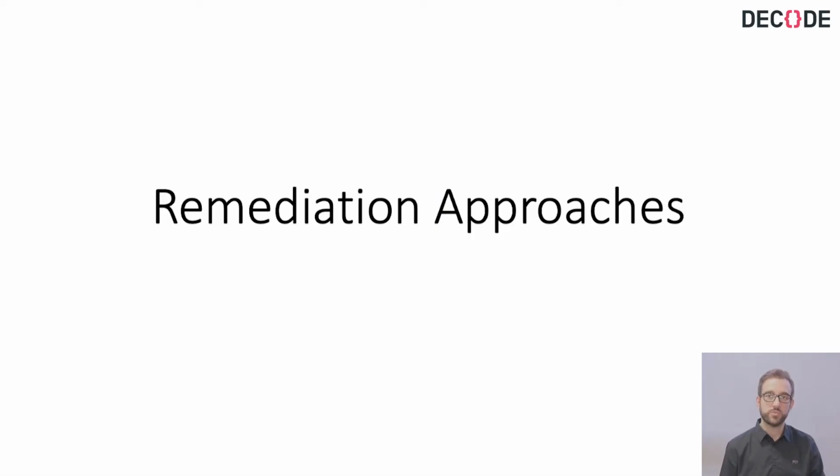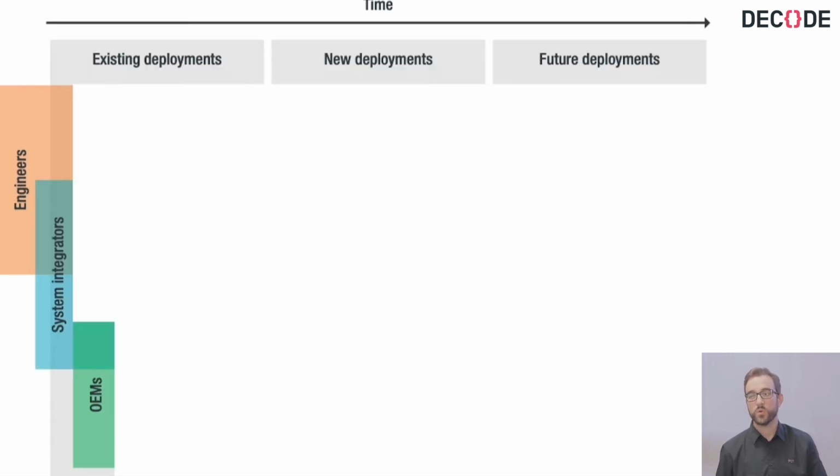Now I think it's time to wrap up a little bit and see what remediation approaches we can adopt in the future. We want to call the attention of automation engineers, system integrators, and OEMs. And we want to divide the approaches into existing deployments, new deployments, and future deployments. Future deployments mean the next generation of robots.